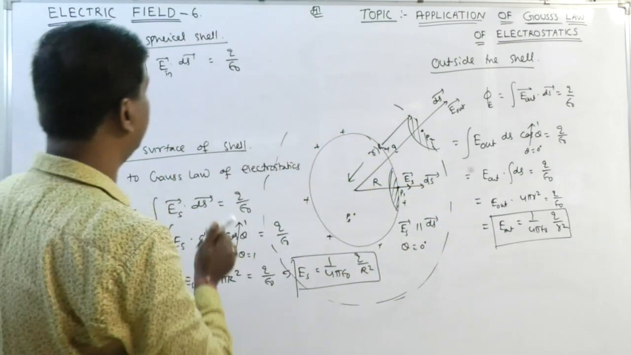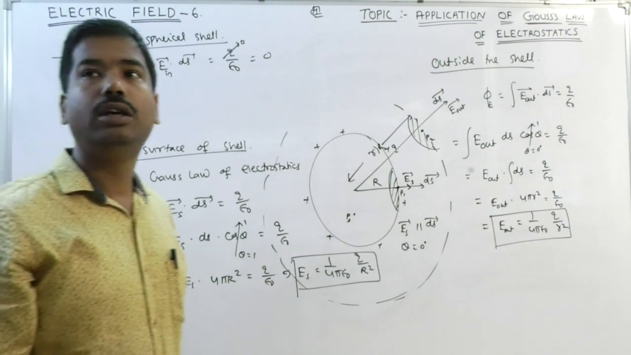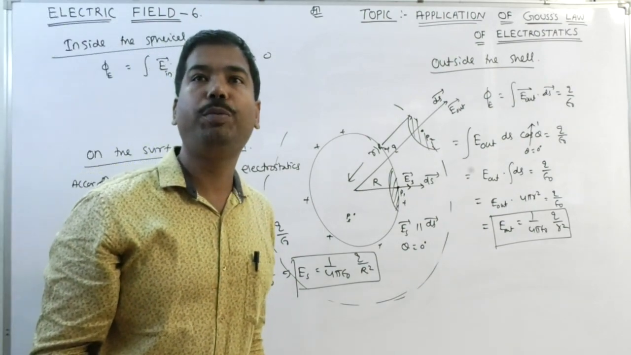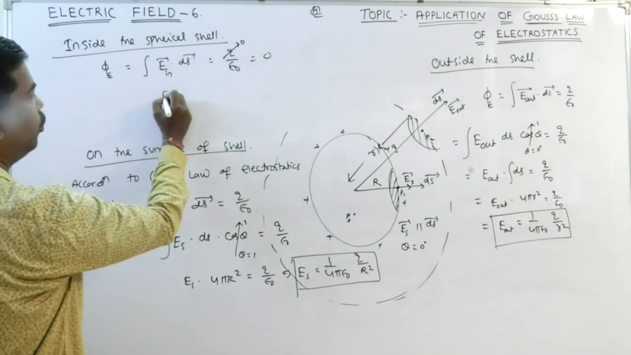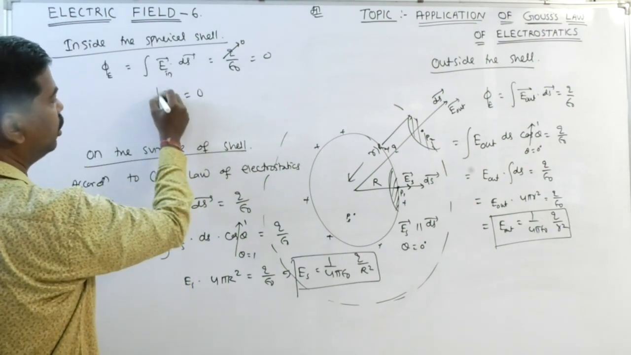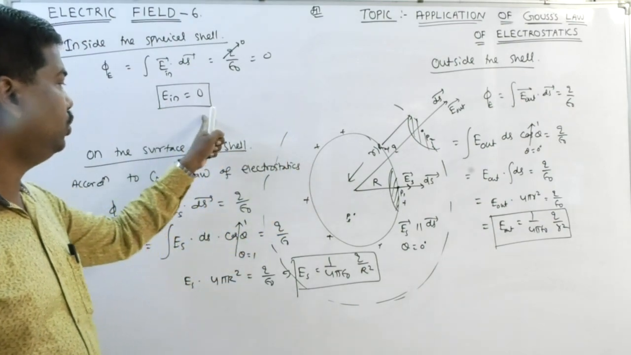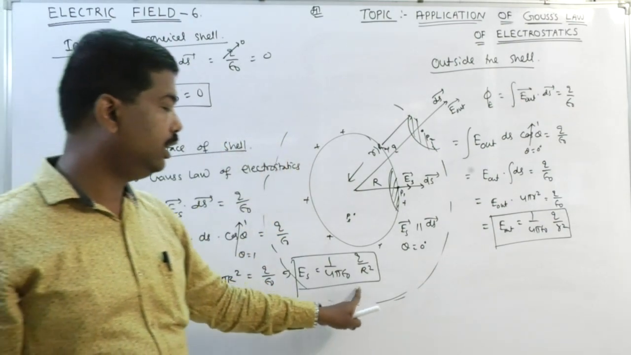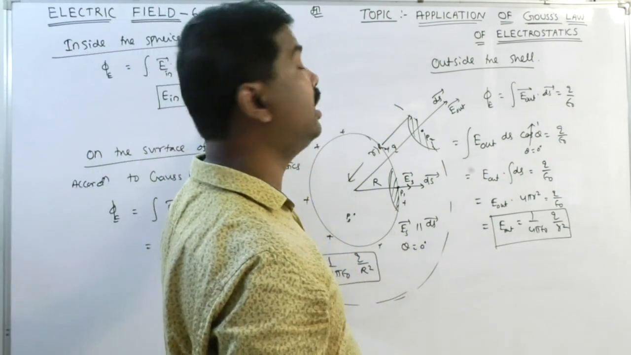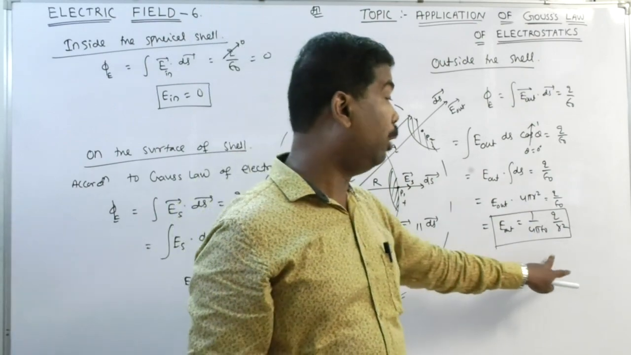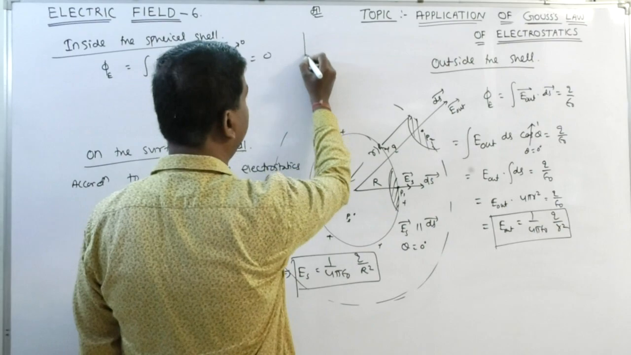If charge is 0, then electric flux linked across the surface will be 0. No charge means no flux. Hence, we found the electric field inside the hollow conductor is 0. Clear? So outside it is 1 by 4 pi epsilon 0 Q by R square. Inside the hollow conductor it is 0, while outside it is Q by R square. So I can show it graphically.